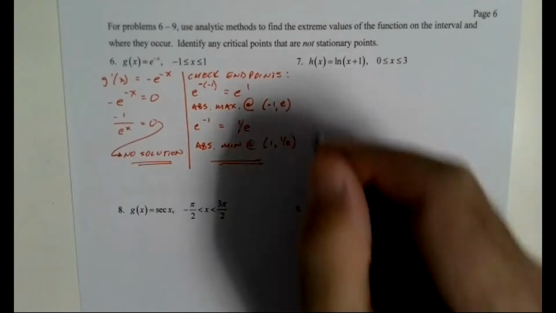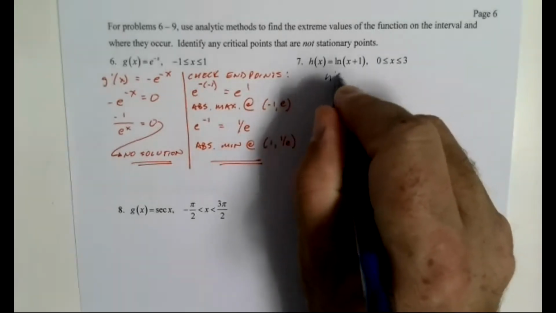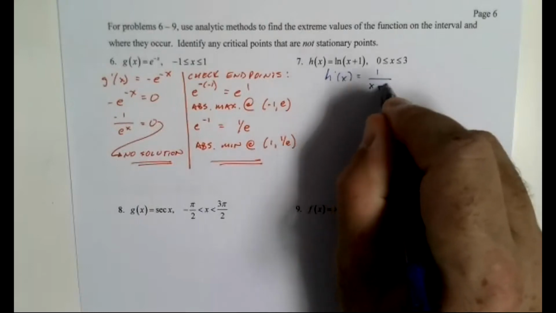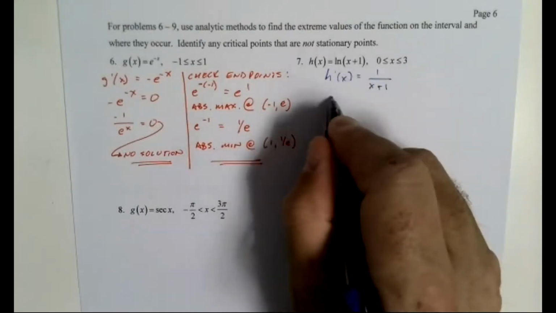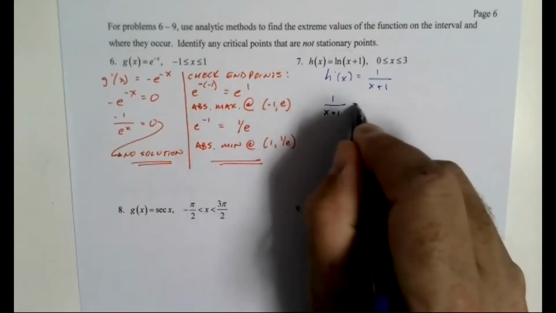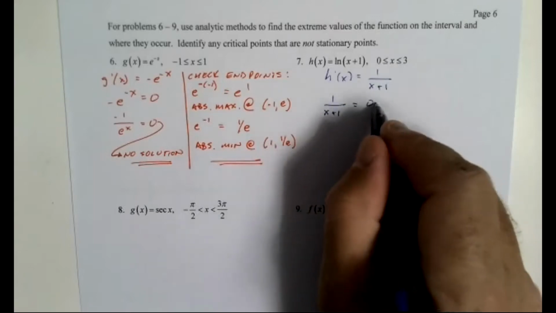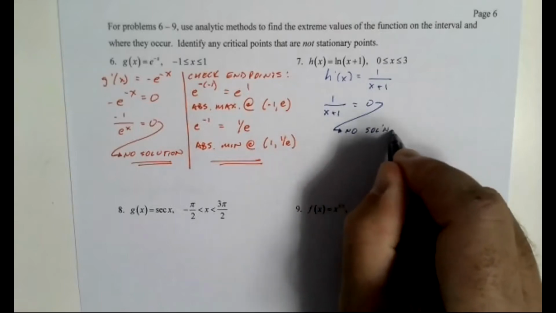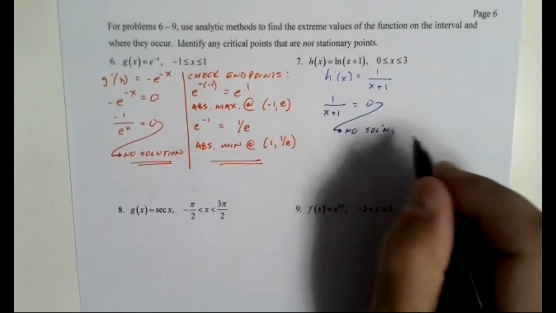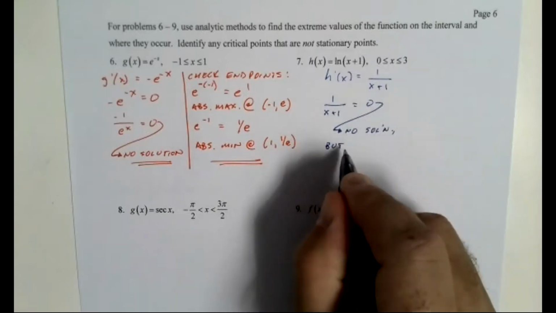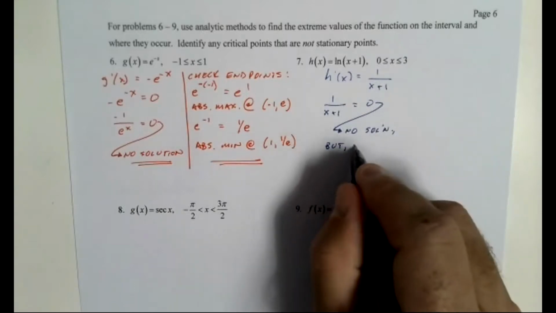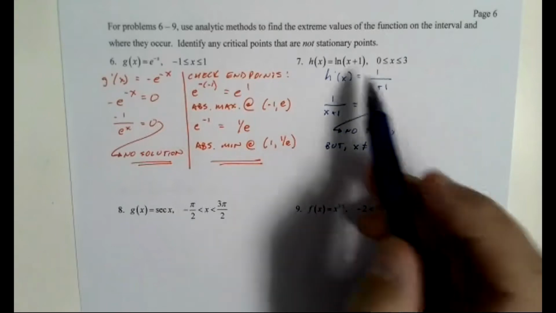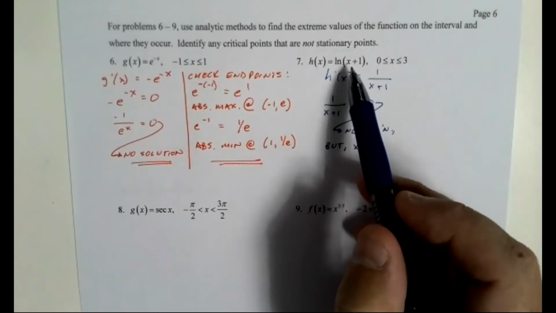Do it again. H prime of x equals 1 over x plus 1, so it equals 0. Again, no solution, but x cannot equal -1. Technically, it can't be less than -1.